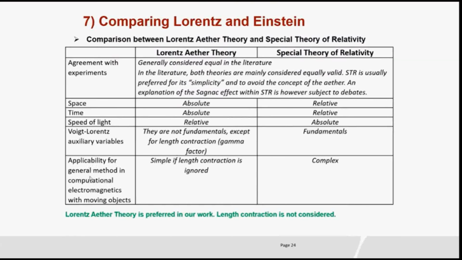Now the question is how you can apply the Lorentz ether theory or special theory of relativity in computational electromagnetics with moving objects. It is simple within Lorentz ether theory if you neglect length contraction. If you remove length contraction, then it is easy to do that. You just don't use the variables. You just solve Maxwell's equations numerically. If you want to do it in special theory of relativity, it's complex, and I would say it's impossible. How can you move an object with any complex motion? So as we say here, we prefer Lorentz ether theory, and we don't consider length contraction.